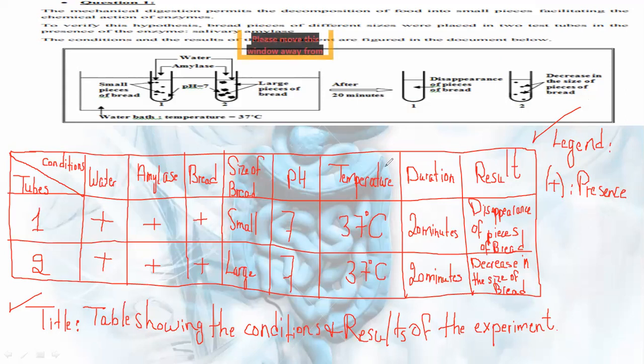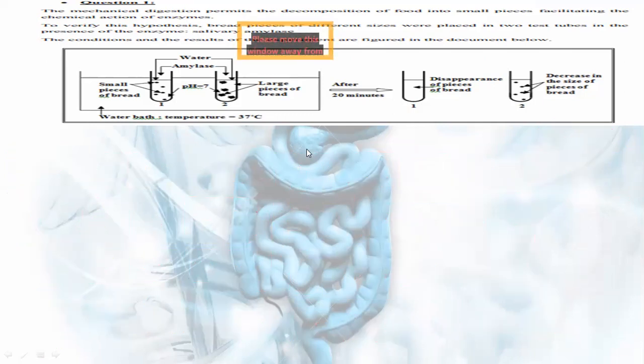If you miss the title and if you miss the legend, you won't get the full mark. Also, if you miss one of the conditions or you didn't write the results, your mark will not be full for this part, for drawing the table of conditions. Any questions before I move? Before we finish the table of conditions, any questions? No? Okay, great. Let's move to part B.